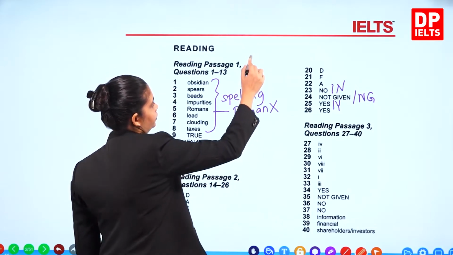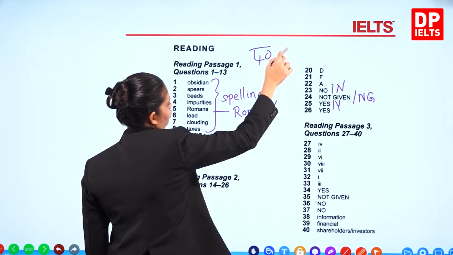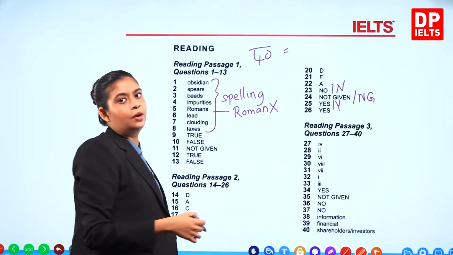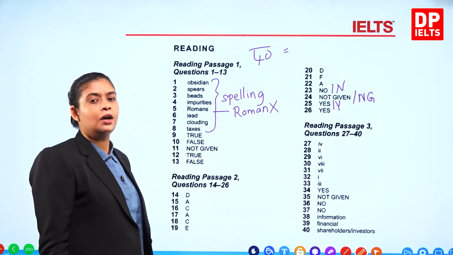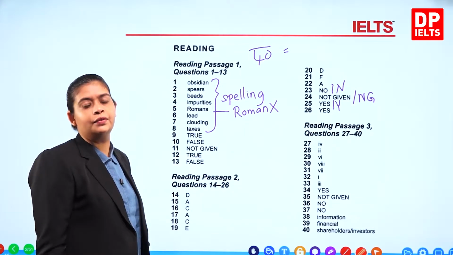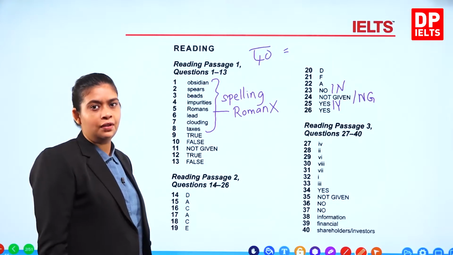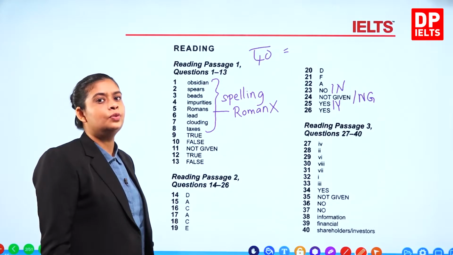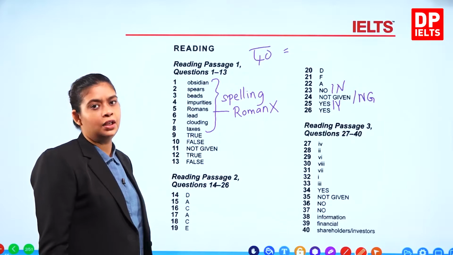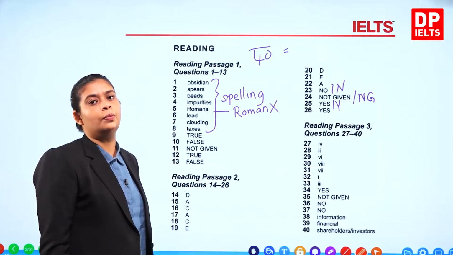So you can put down your score out of 40, how much you have, and then you could put down your band score. How do you calculate your band score? I have taught that for you in the very first video, right? So you could have a look at that video in case you don't know your band score.